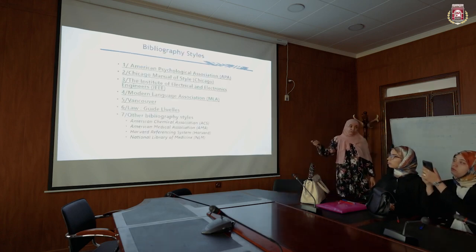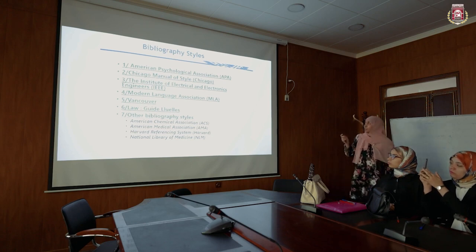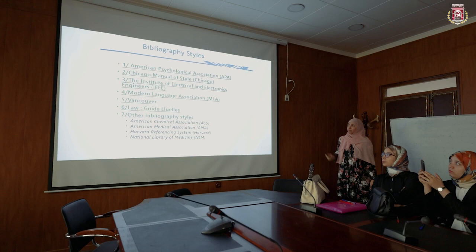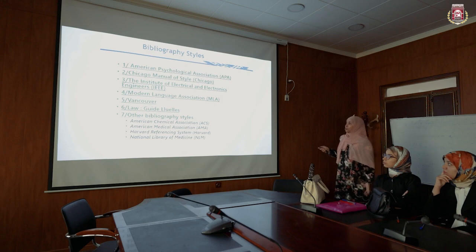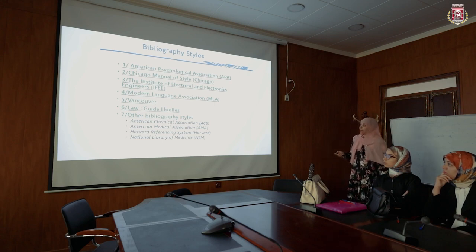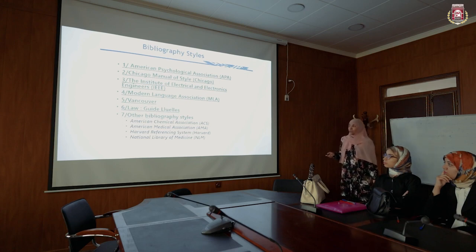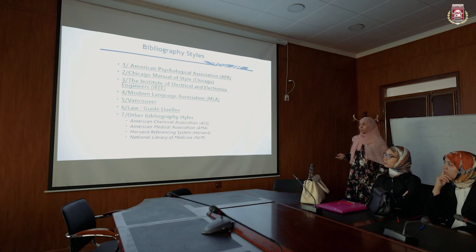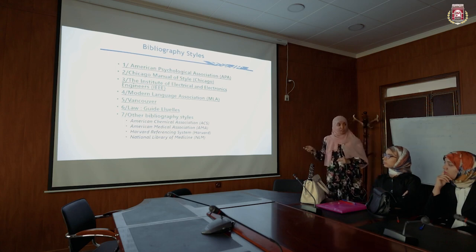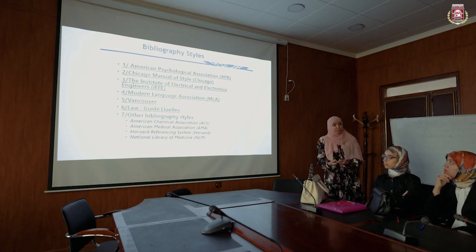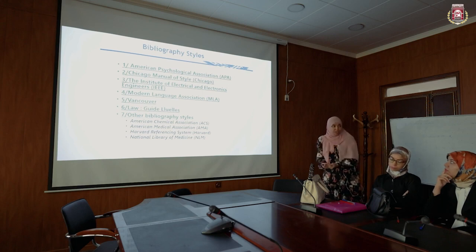These are bibliography styles. So we have American Psychological Association, abbreviated APA, Chicago Manual of Style, Chicago, the Institute of Electrical and Electronics Engineers, IEEE, Modern Language Association, MLA, Vancouver, Law, and other bibliography styles. We have American Chemical Society, American Medical Association, Harvard Referencing System, and National Library of Medicine. For your manuscript, you should pick which one of these styles you will use. And based on that, you will pick which software or which online AI generator you will use.